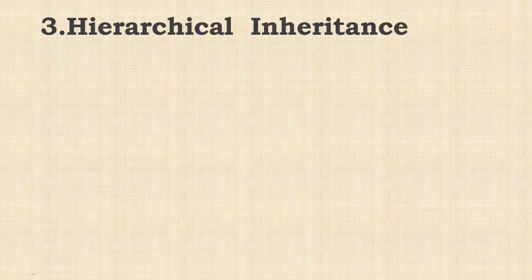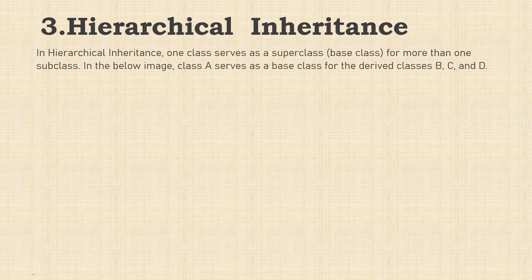Next, we are going to see hierarchical inheritance. In hierarchical inheritance, one class serves as a superclass for more than one subclass. So there are many subclasses, and the superclass is one.